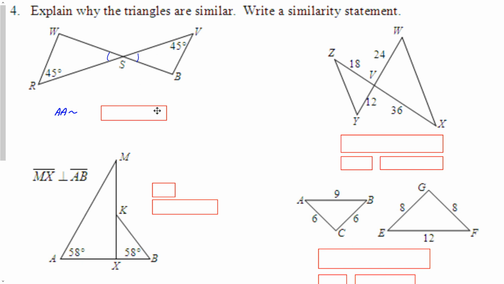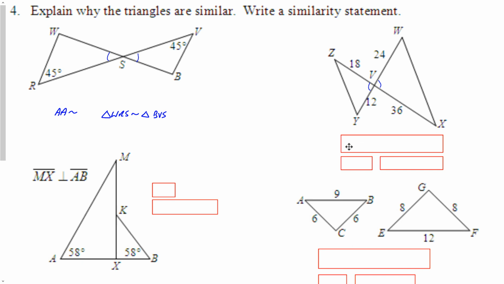Writing a similarity statement. In this case, I wrote triangle WRS is similar to triangle BVS. Keep in mind that your similarity statements do not have to be the exact same as mine. As long as your corresponding vertices are in matching order, you should be okay. Let's move over to the one on the right. Again, I recommend you look for angles that you know are congruent first. So in this case, we've got a pair of vertical angles we can say are congruent. And then we don't have any more angles we can say are congruent because we do not know if we have parallel sides. Some people make that assumption. Be careful that you don't do that.